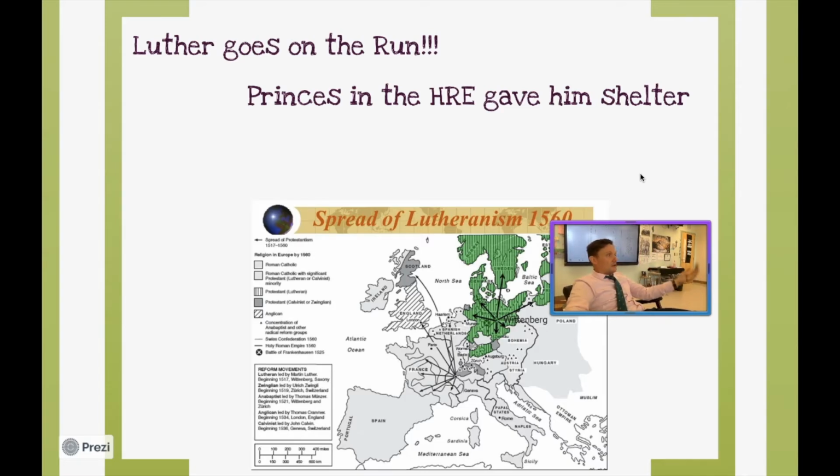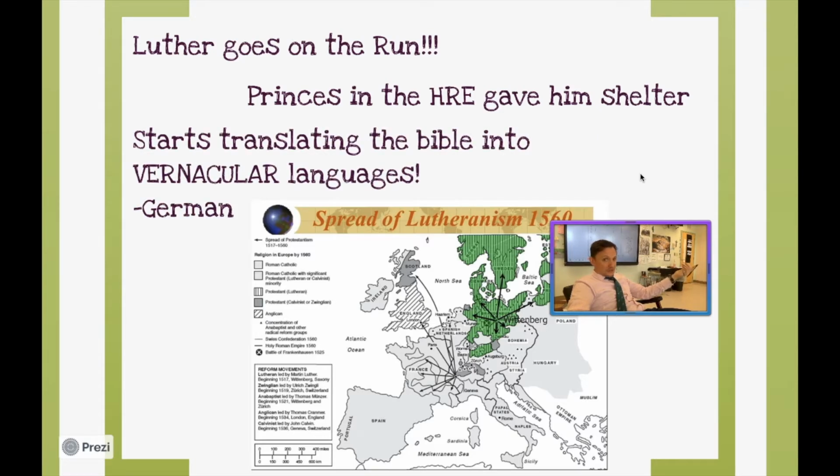There's a very famous one named Frederick the Wise, who apparently had a collection of over 300 relics, right? And in a big way, this is the catalyst that starts the Lutheran Church. That really begins to lead to what's known as religious plurality, having a bunch of different churches throughout Europe. And while he's in hiding, he starts translating the Bible into vernacular languages. He translates the Bible into German, right?